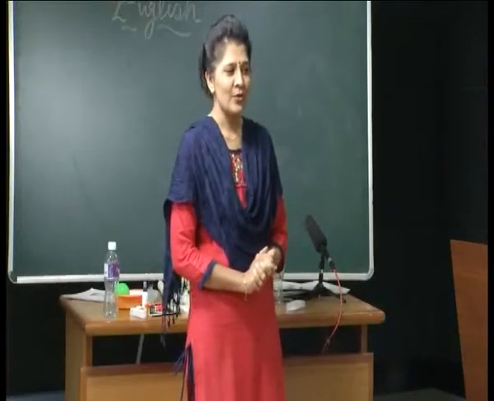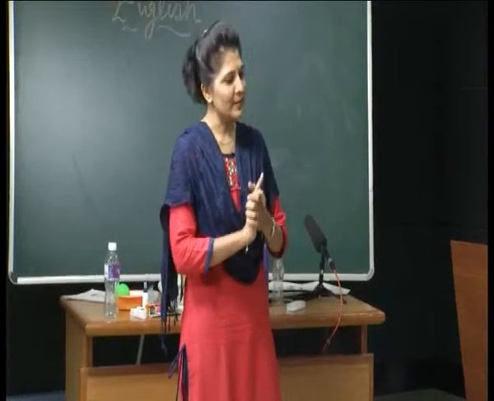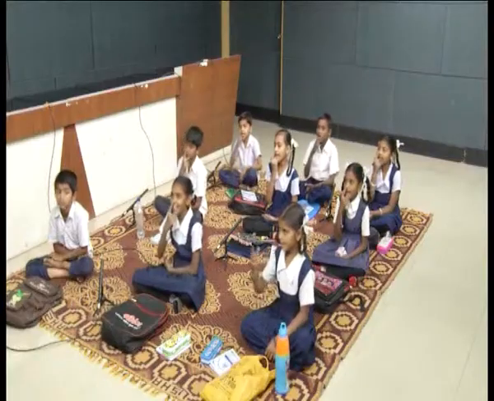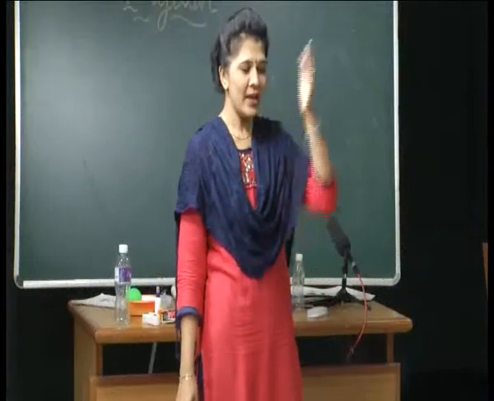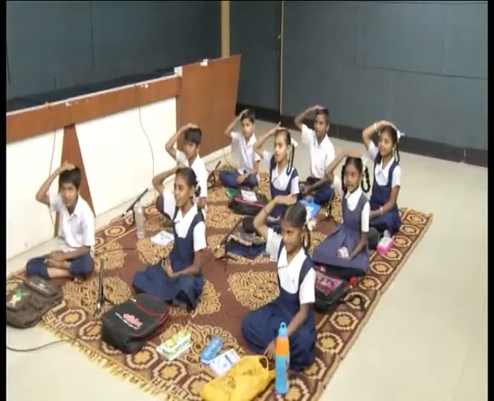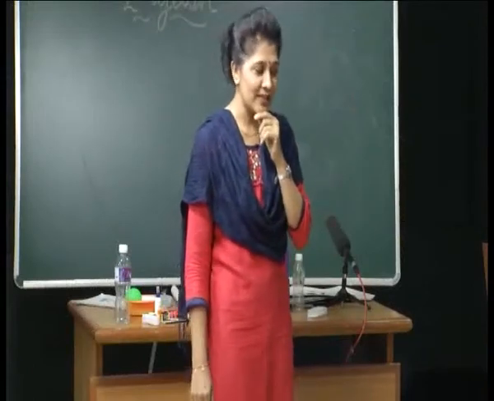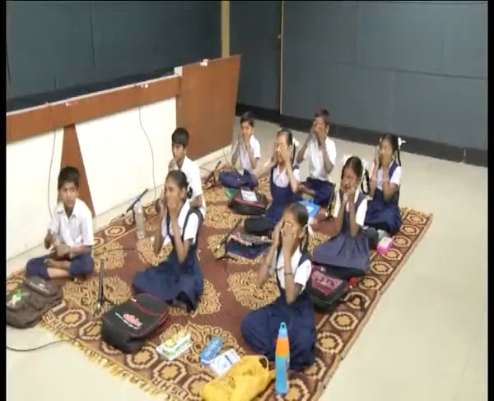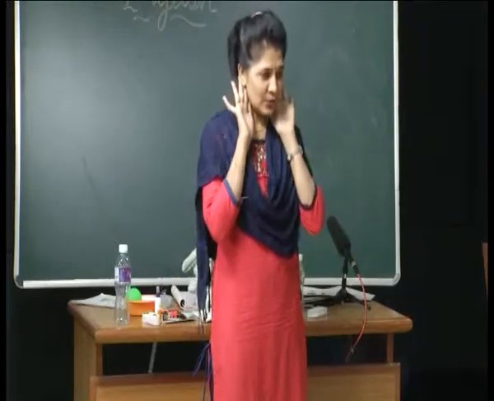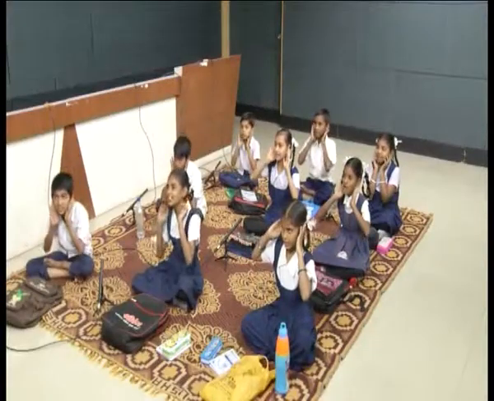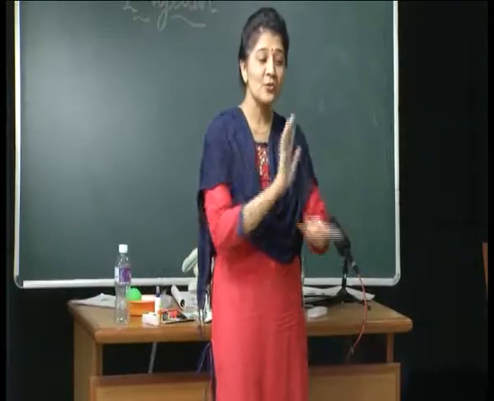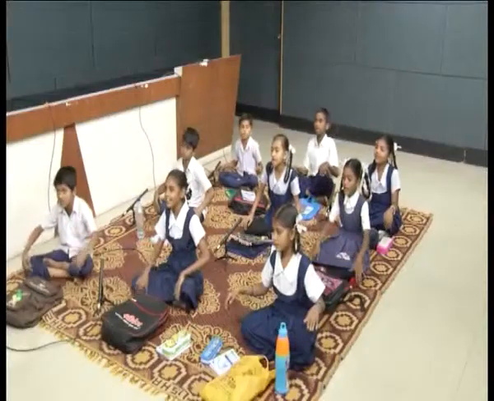Okay, children, now you have to listen to me carefully, then repeat the sentences, right? I have one nose. Very good. I have one head. Very good. I have one chin. I have two eyes. I have two ears. I have two hands. I have two legs. I have two knees.